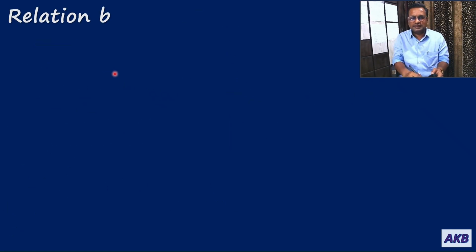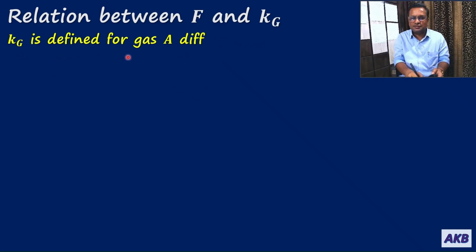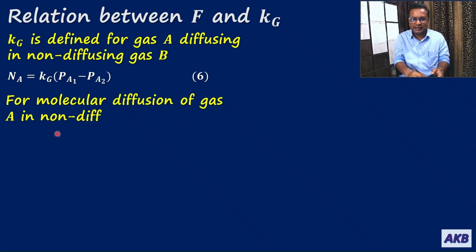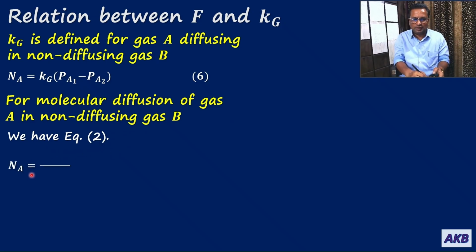Okay, now let us get the relation between F and Kg. So for that, we should know Kg is defined for gas A diffusing in non-diffusing gas B by this equation: Na is equal to Kg into Pa1 minus Pa2. So the driving force is partial pressure difference. I am calling it equation number 6. So for molecular diffusion of gas A in non-diffusing gas B, we know that equation 2 is applicable. What is that equation? Na is equal to DAB P upon RTZ into 1 upon PBM into PA1 minus PA2.